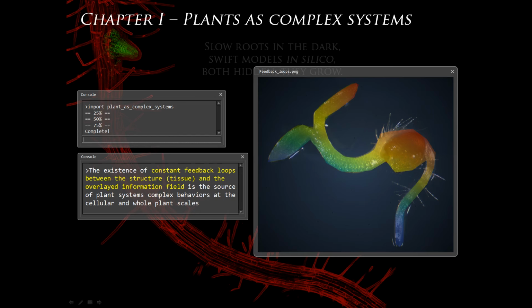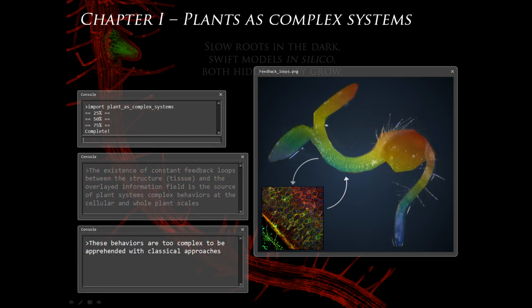What do I mean by that? Well, if you take a plant which has generated an inner information field, this field of information will affect the cells, which in turn will affect the field, changing it, and you basically circle on and on between the information field and the tissues. And those looping behaviors are way too complex to be apprehended with classical approaches, which is why, to perfectly understand and predict such complex behavior, new approaches were needed.